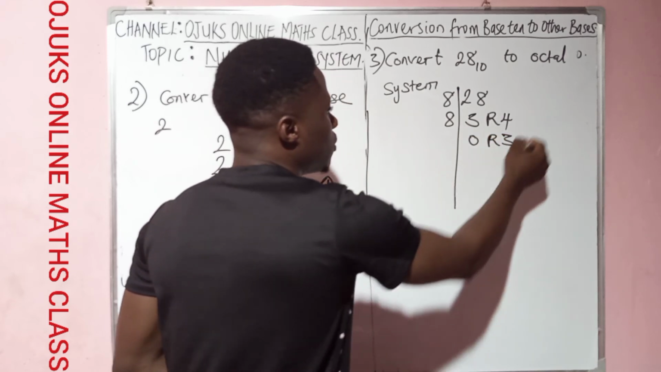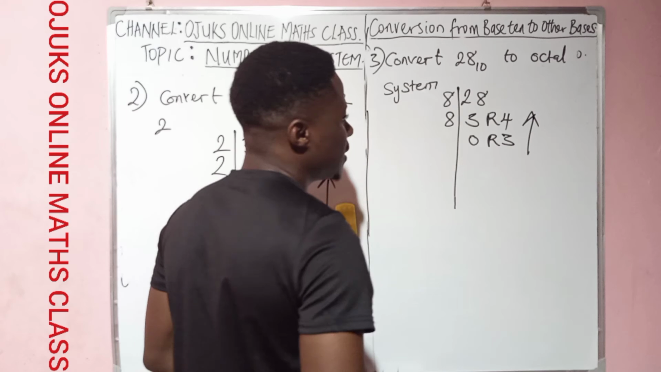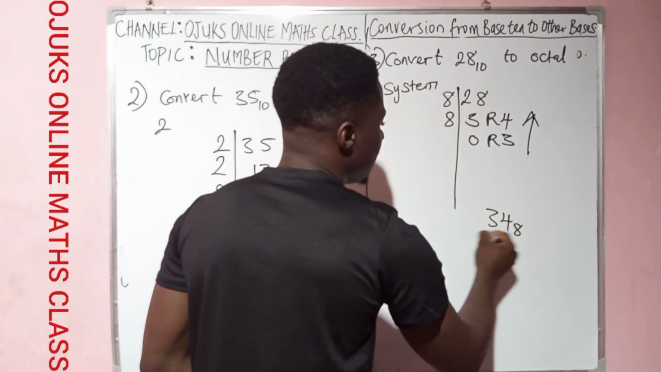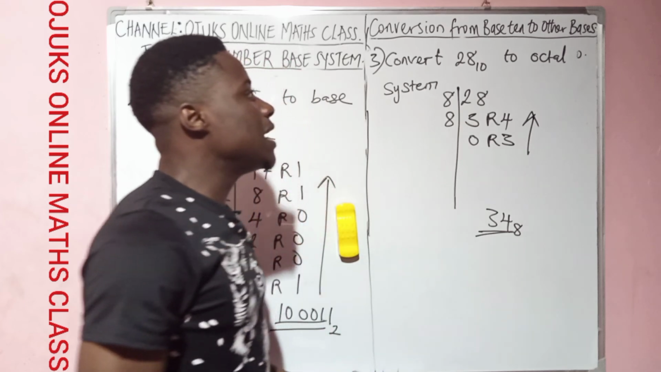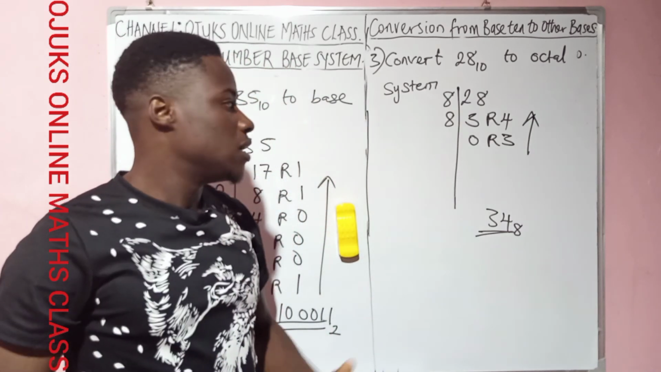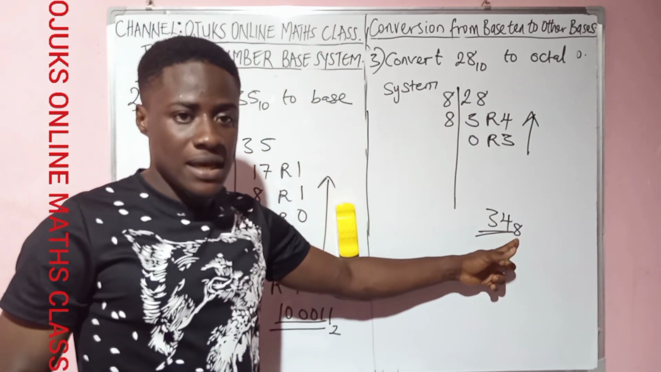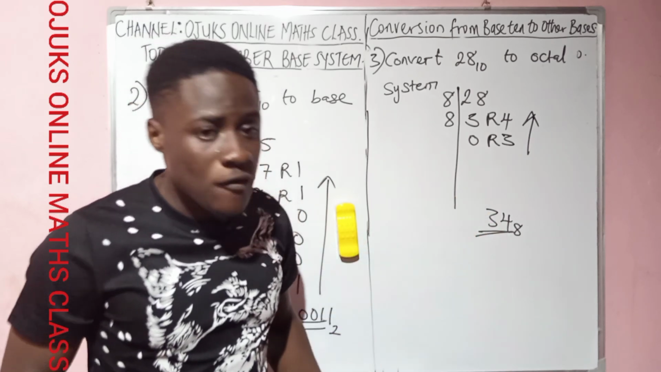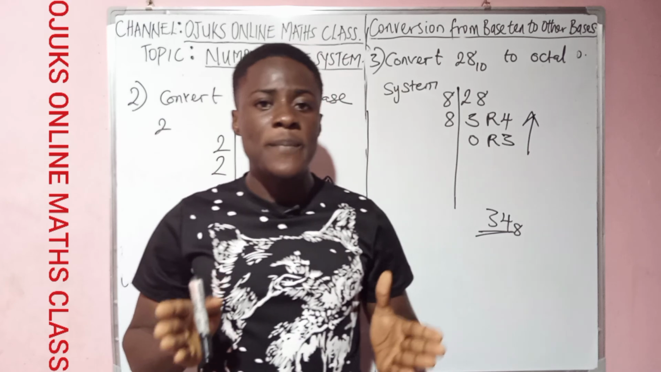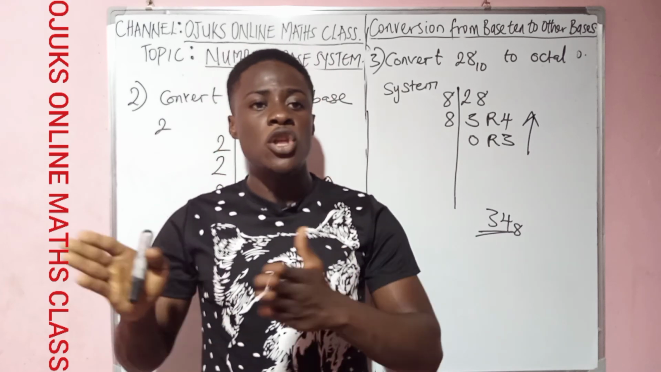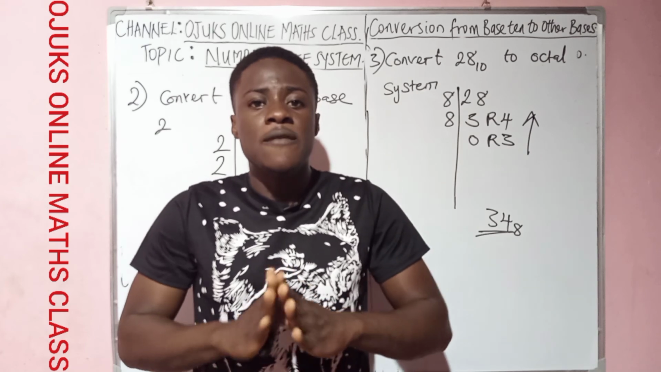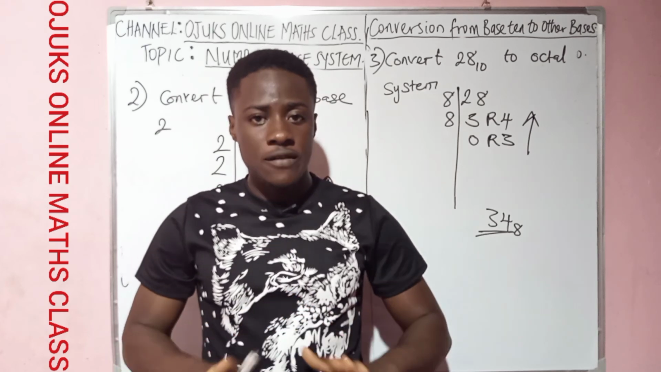So we'll collect our result upwards. We have 34 base 8. So 28 base 10 is equivalent to 34 base 8, that is in octal system. So to convert a number from base 10 to any other base is very simple. Just know that it simply involves repeated division.